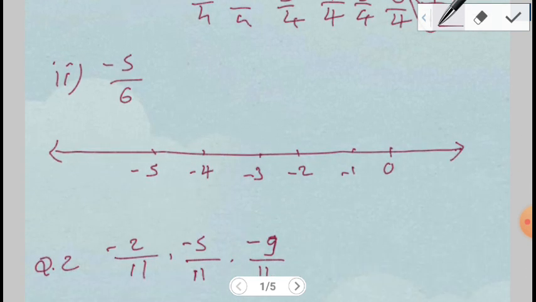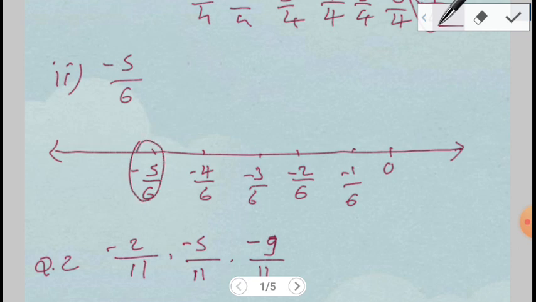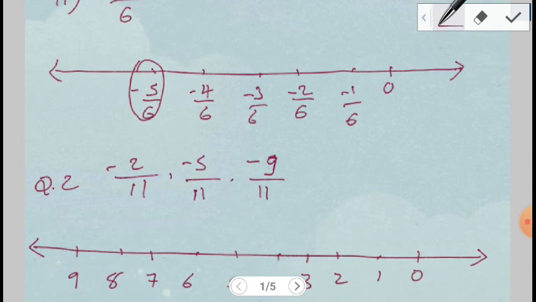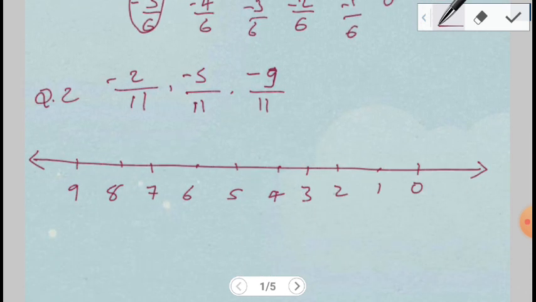Same for this number: we will note minus 1, 2, 3, 4 and 5 on the number line, and then we will write the denominator as 6 on all of these numbers, and we will note that minus 5 upon 6 is here. So we have located both rational numbers on the number line.